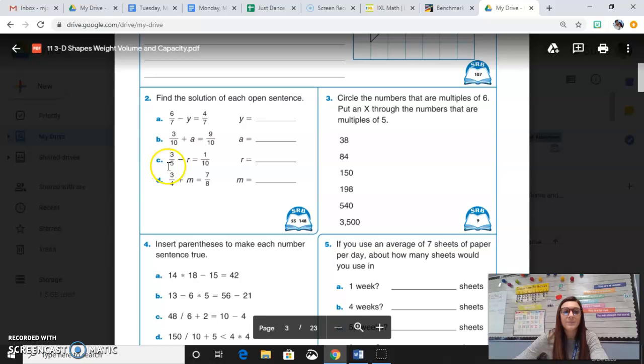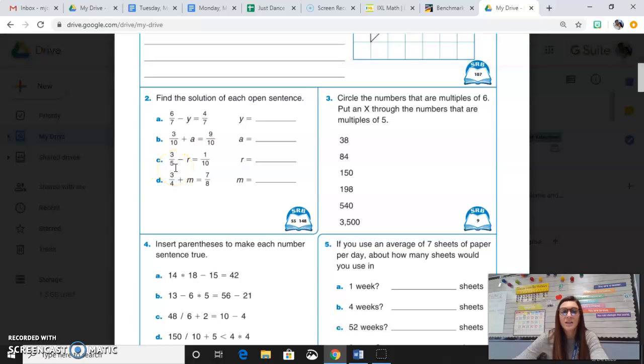If you go down to C, it says 3/5 minus R equals 1/10. The denominators are not the same, so you need to make them the same. To do this, you're going to need to times 3/5, both the top and the bottom, the numerator and the denominator, by 2. So if you do 5 times 2 and 3 times 2, your new fraction is going to be 6/10. So now I have 6/10 minus blank equals 1/10. I know 6 minus 5 equals 1, so my answer here is going to be 5/10. Okay, and that's after I change that 3/5 to 6/10.